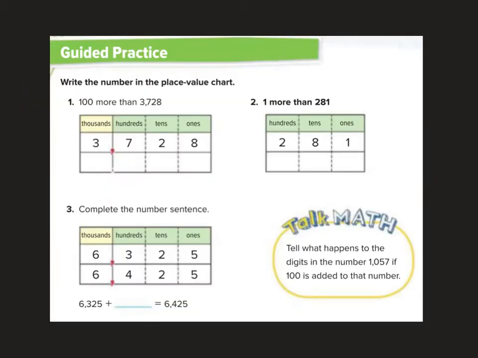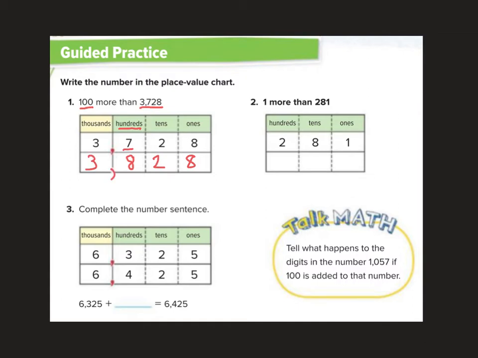It's pretty impressive if you can stop exactly at 100 miles every time. All right, here we are at the guided practice. So we're going to write the number in the place value chart. So if we want to know what is 100 more than 3,728, I'm going to look at the hundreds place and add 1 to the hundreds place. So now instead of 700s, I'm going to have 800s.